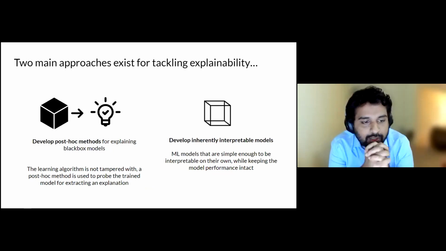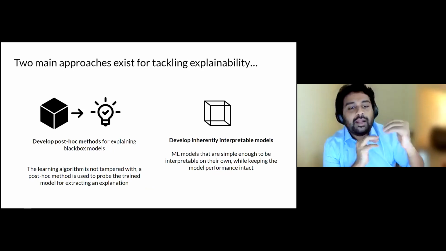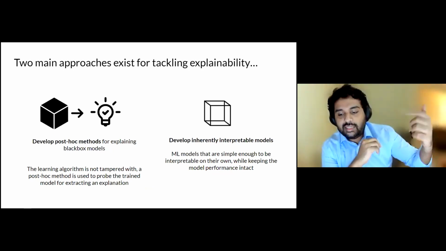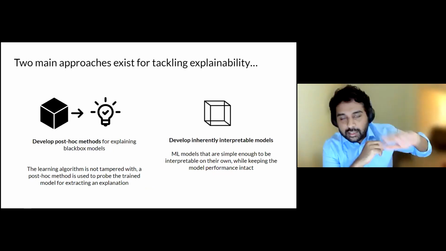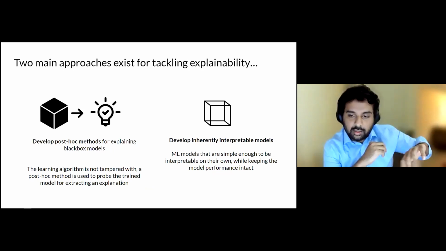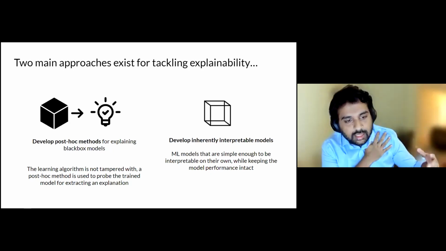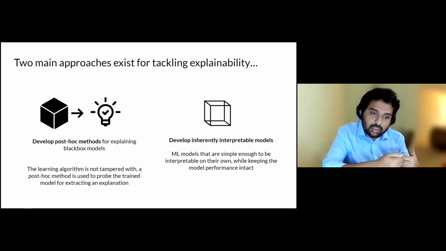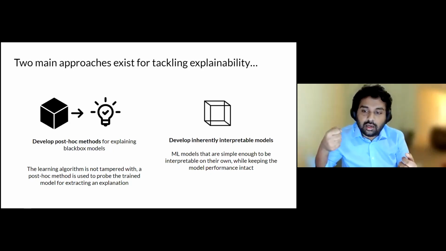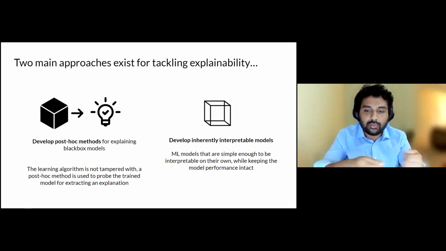On the left-hand side, you have what we call post hoc methods. That means we apply them after the fact, after training the machine learning model. So we don't change the learning algorithm of the model in any way. We train the random forest or the neural network or the boosted trees or any complex model that you want to use as is. And then we have a secondary method that probes that model to extract an explanation, extract what the model has learned, and extract how the model is making individual predictions.